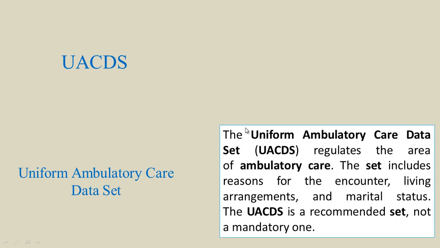UACDS, Uniform Ambulatory Care Dataset. The Uniform Ambulatory Care Dataset, UACDS, regulates the area of ambulatory care. The set includes reason for the encounter, living arrangements, and marital status. The UACDS is a recommended set, not a mandatory one.